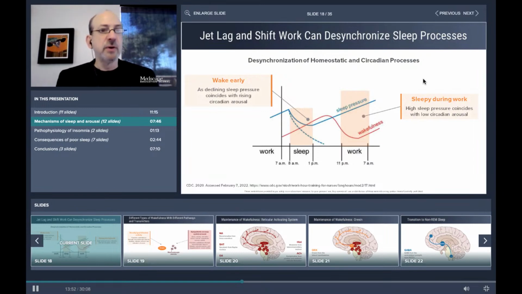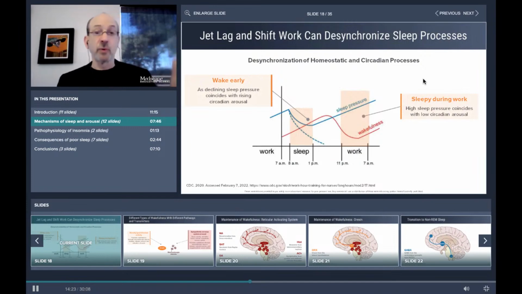So if you have jet lag, you move from here to wherever you are, a 6-hour or 12-hour time zone shift, and you try to function, you have problems. Or if you try to do shift work and work during the night, what happens in these situations is you'll find that the homeostatic sleep drive is high at the time you're trying to work, and you're sleepy and it's hard to function.